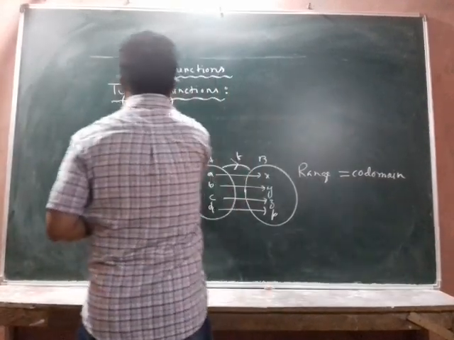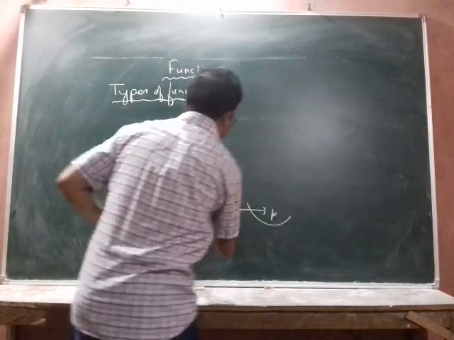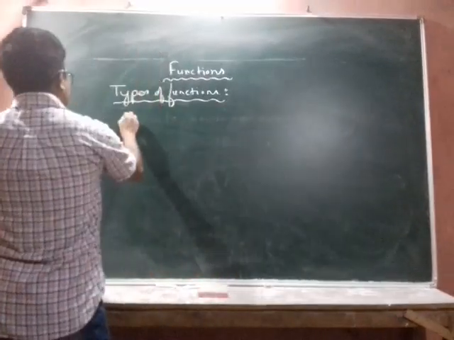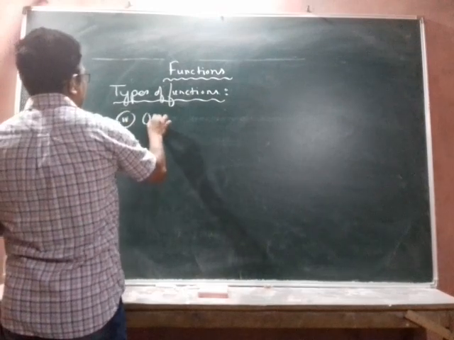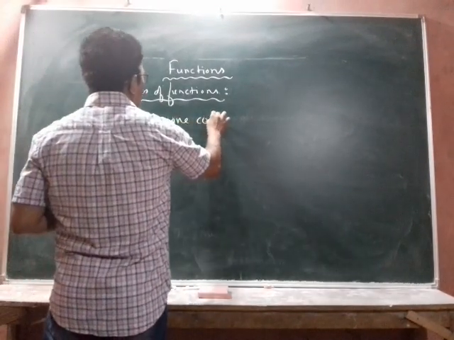So then next one is number 4. That is one-one correspondence.